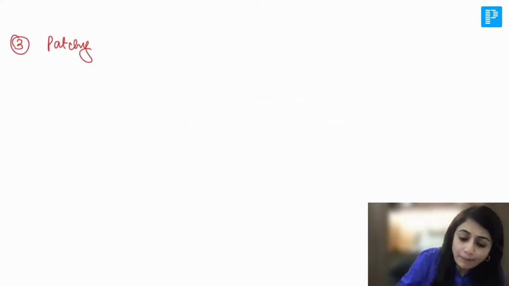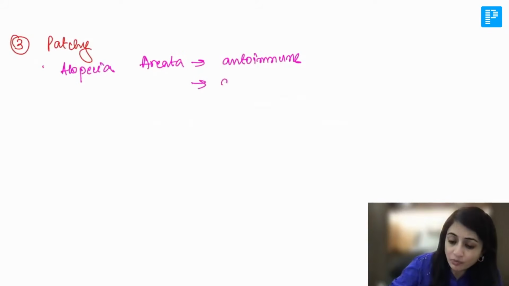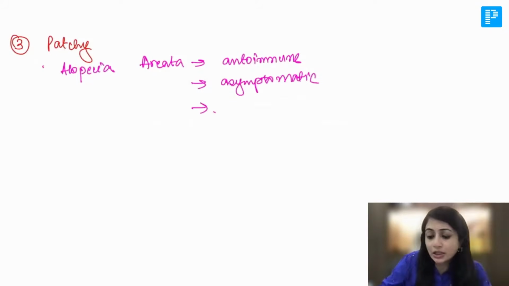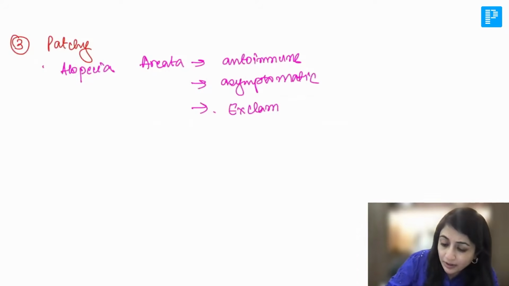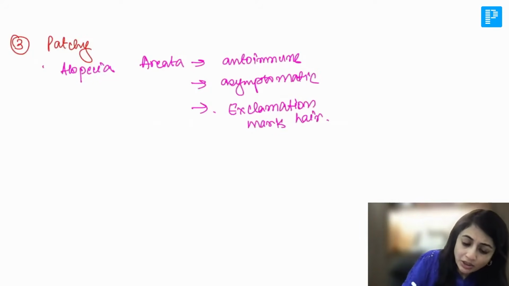The third kind of non-scarring alopecia is patchy alopecia, right? In patchy alopecia, we have alopecia areata. Alopecia areata is autoimmune. Here you see asymptomatic patches of alopecia, and very importantly, you see the exclamation mark sign. The second in patchy alopecia is trichotillomania.